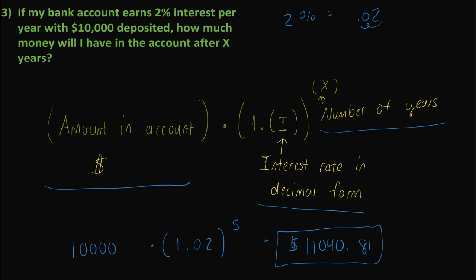All right, and again, so the X here, that's anything you want it to be. If you want to know 10 years, 20 years, you can do that. So, okay, I hope this was helpful. Kind of just an overview of different percentage problems you might come across.